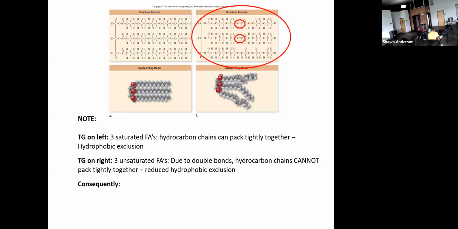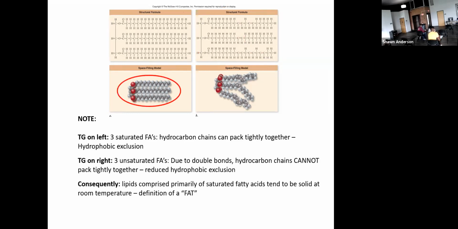So what? Why do I care? Well, lipids, or fats, that are comprised primarily of saturated fatty acids tend to be solid at room temperature. And we call that a fat. So when we were looking at the steak, we saw the white fat. You can pretty much assume that when you see a lump of fat on a piece of meat, there's a lot of saturated fatty acids in that.